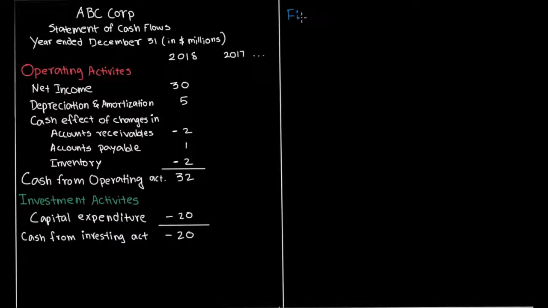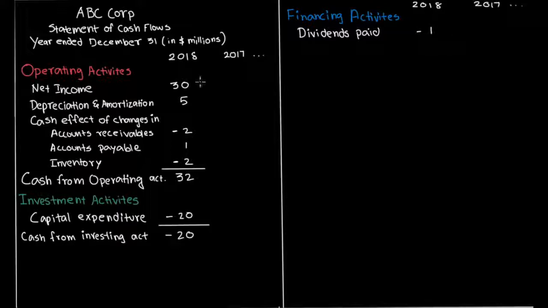Okay, so the final part is called the financing activities. All the activities that are related to financing. So let us see how the cash has been flowing in this part of the statement. First we have dividends paid. Let's see how much for the year 2018 and 2017. For the year 2018, we have minus 1 million. That is how much cash we paid out in dividends, so that's why it's a minus.